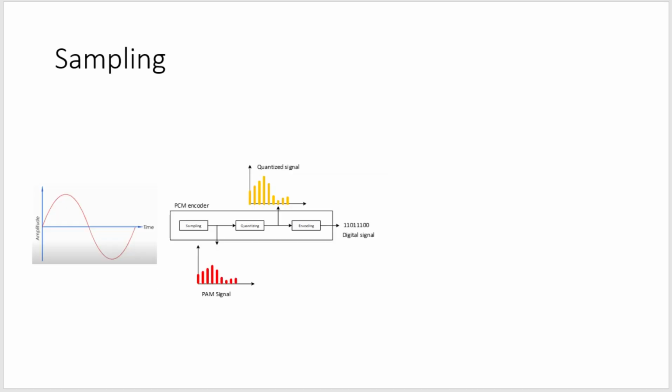Okay, we continue with the sampling, the first step. So sampling is the process of finding a sufficient number of samples so that the original signal can be represented by those samples completely, and it should be possible to reconstruct the original signal. So here is the process.